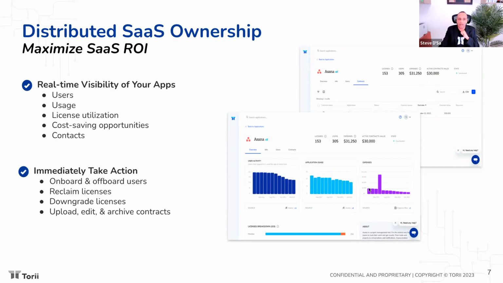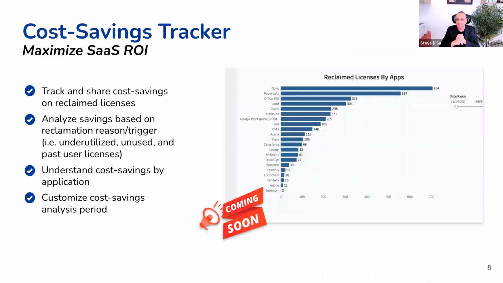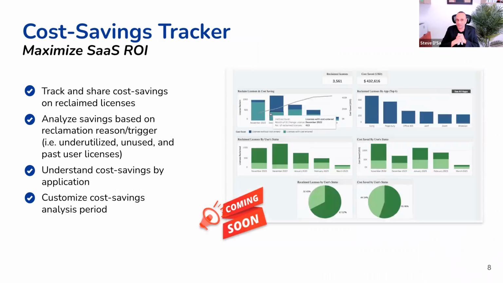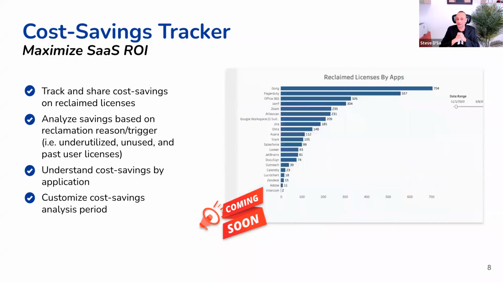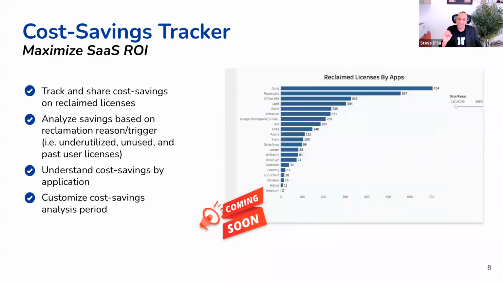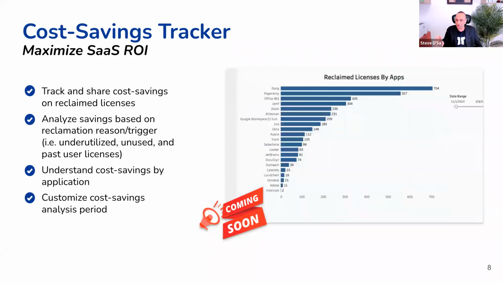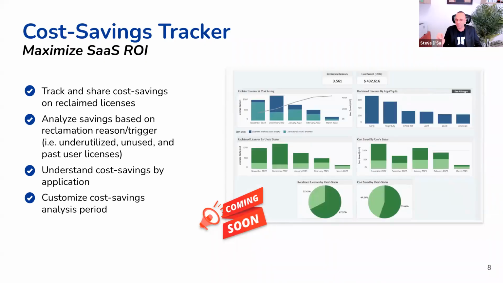able to share and make people aware of what's happening from a SaaS perspective. Now, one of these features that are coming out is our cost savings tracker. This is something that's coming soon that will allow you to track your savings, understand how many licenses have been reclaimed, right? Understanding what have you saved, where are these license savings coming from?